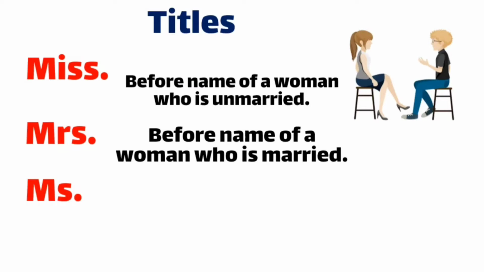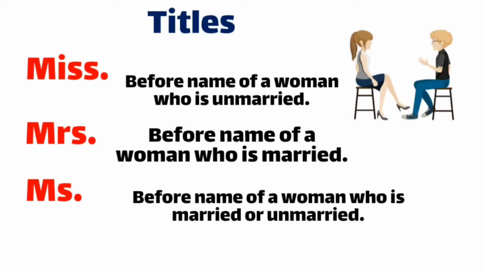Well, many women prefer this title before their names because they don't want to draw attention to being married or unmarried. So we use Ms. before the name of a woman who is married or unmarried. If you don't know whether a woman is married or unmarried, you can use this title before her name. Again, Miss, Mrs., and Ms.